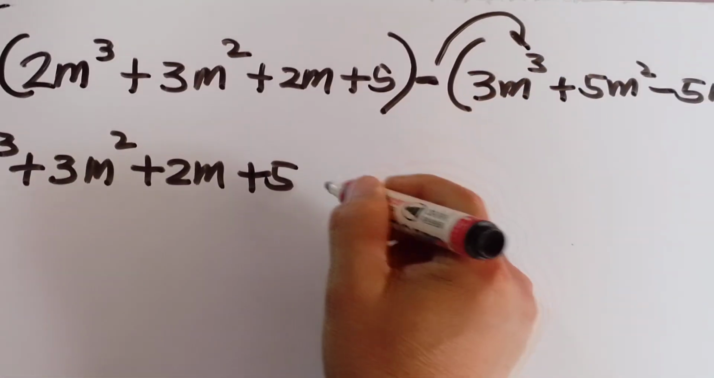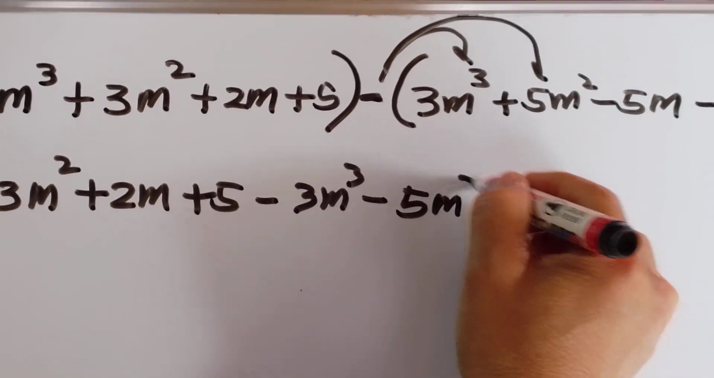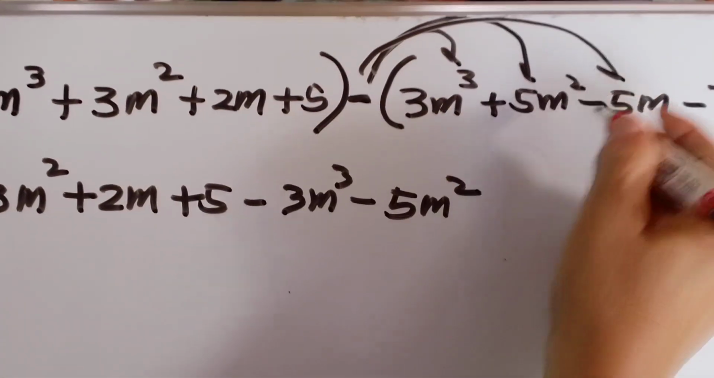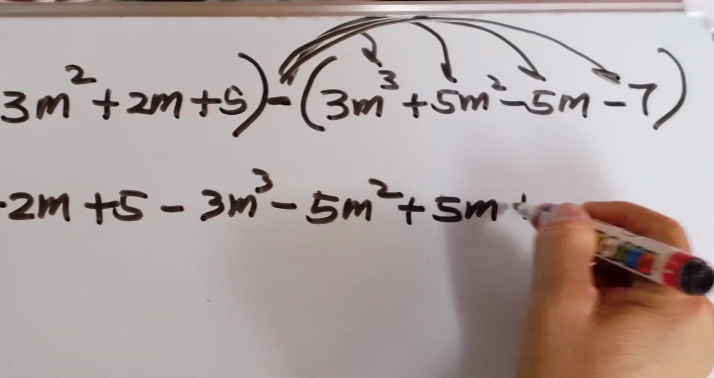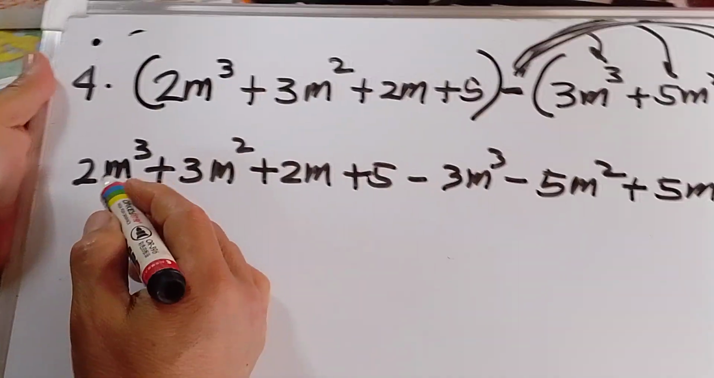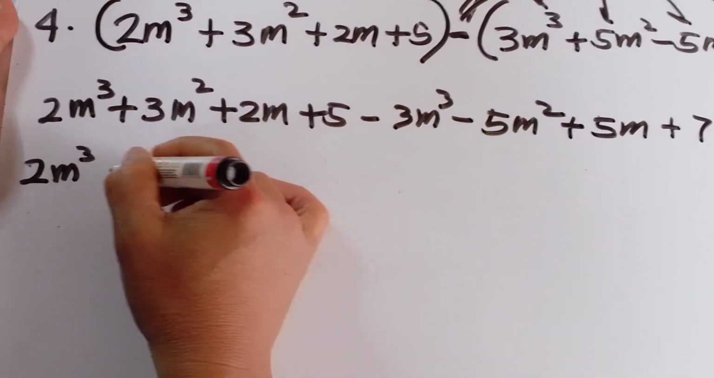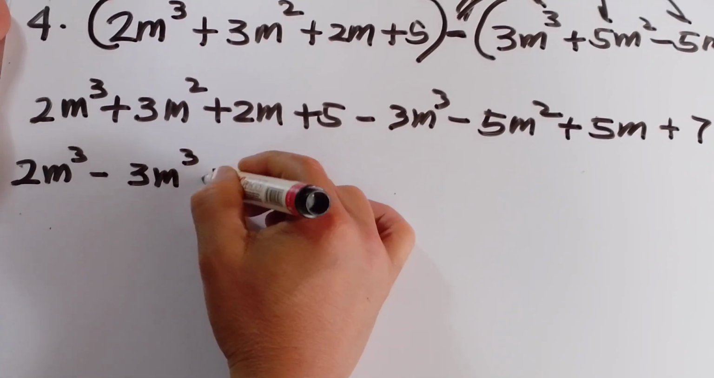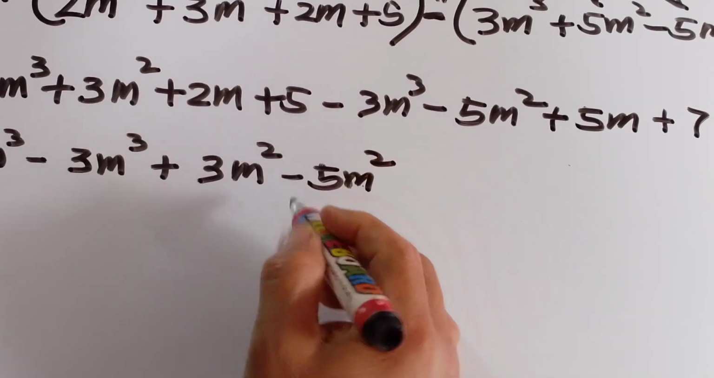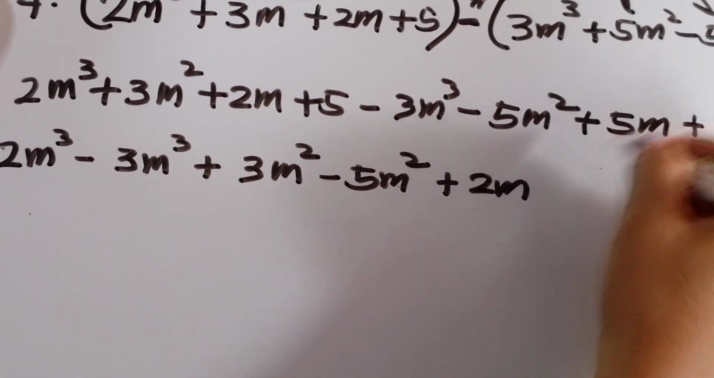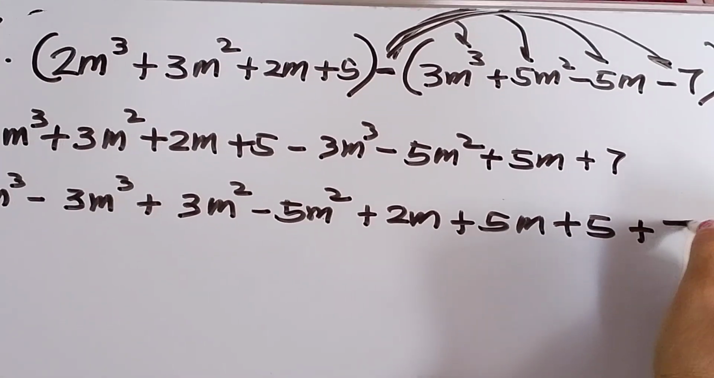Then distribute. So this will be minus 3m cubed, minus 5m squared, minus minus, that will be plus 5m, minus minus, that will be plus 7. Then I need to combine the same variable with the corresponding exponents. So this will be 2m cubed minus 3m cubed, plus 3m squared minus 5m squared, plus 2m plus 5m, and then plus 5 and plus 7.